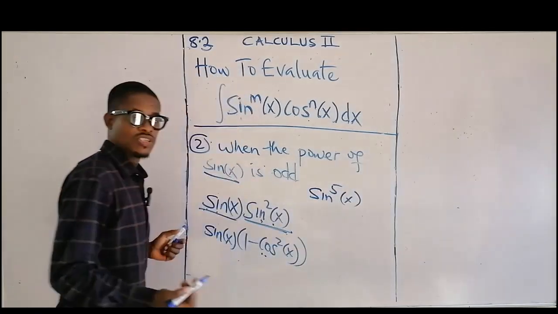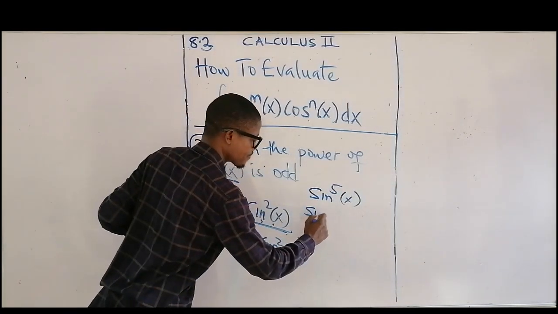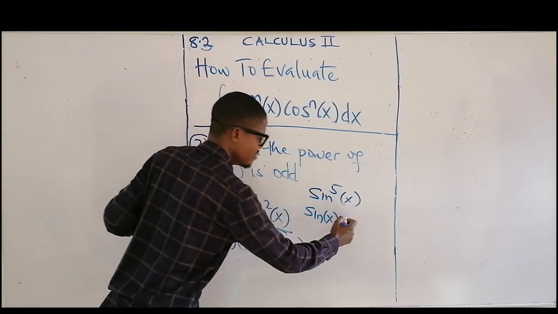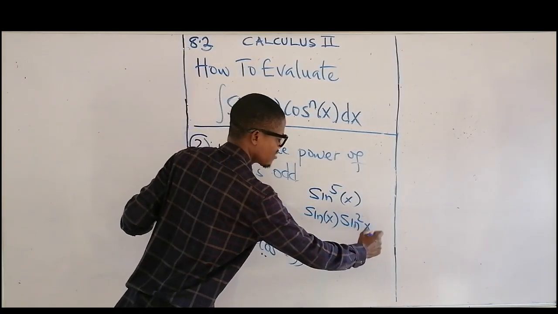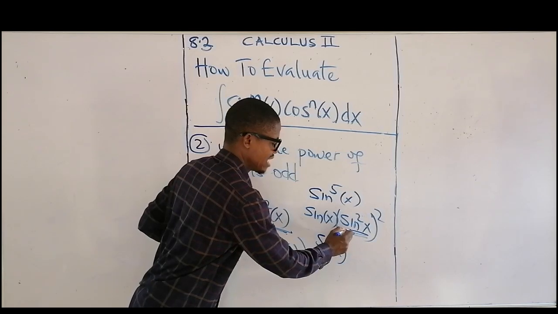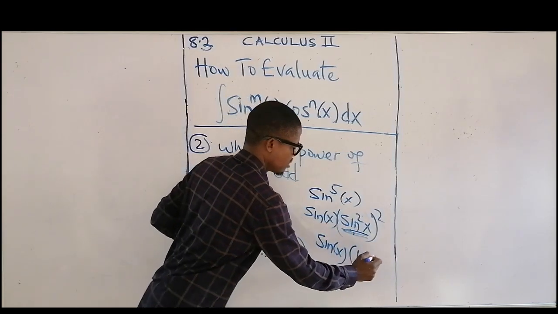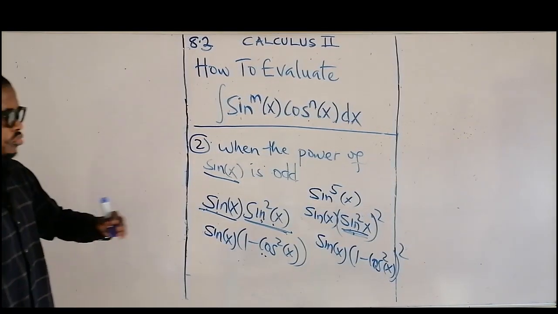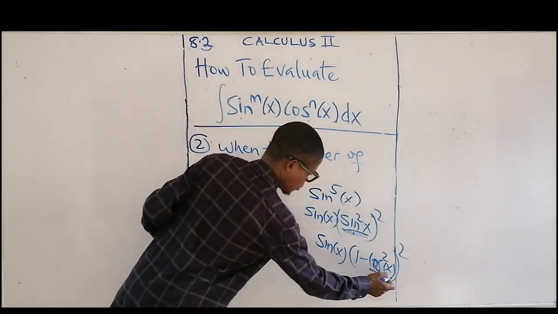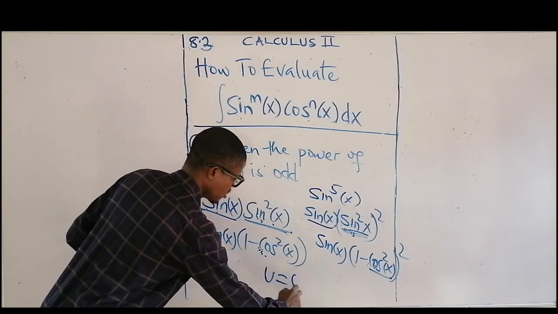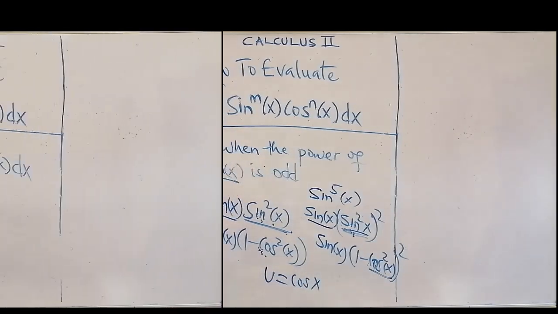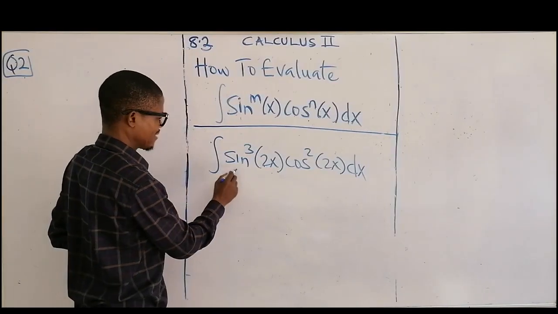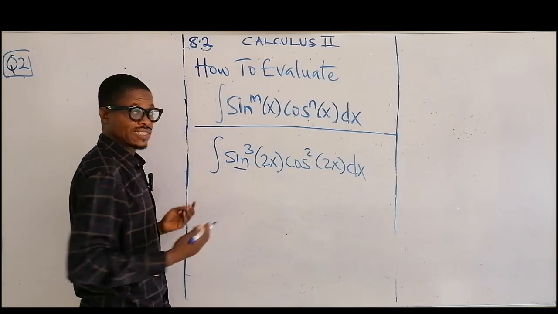You have this. It's the same thing you're going to do. You keep one. Then you write the remaining one, which is sin²x. Use your trig identity, and that's 1 minus cos²x. Then after that, you use substitution for this one. Let u be equal to cos²x.